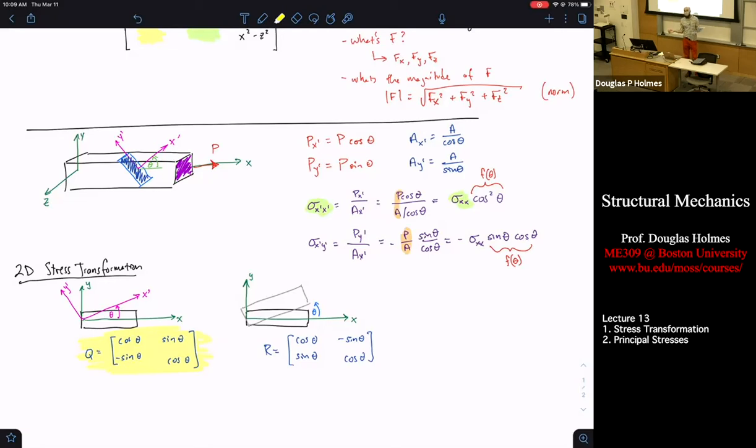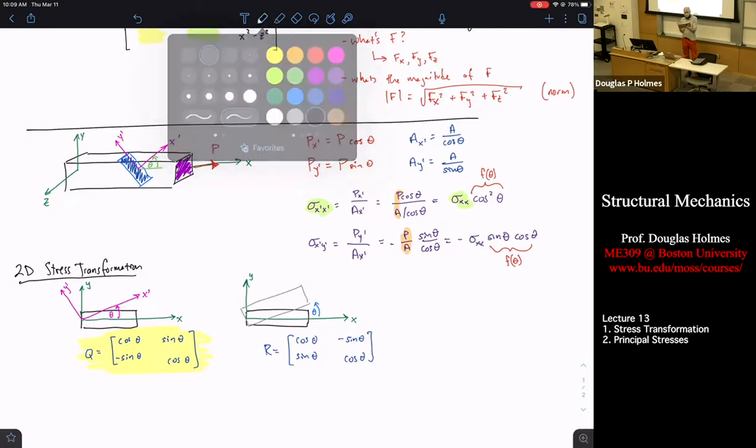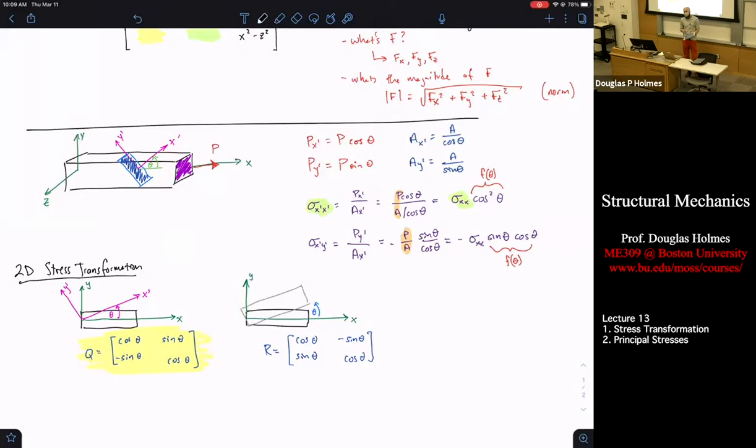Once you understand that and you know Q, then you might recall this equation, you might not. If I have an old matrix and I would like to rotate it to a new matrix, my new matrix, sigma prime, is going to be equal to the rotation matrix dotted into my old stress tensor, dotted into the transpose of my rotation matrix.